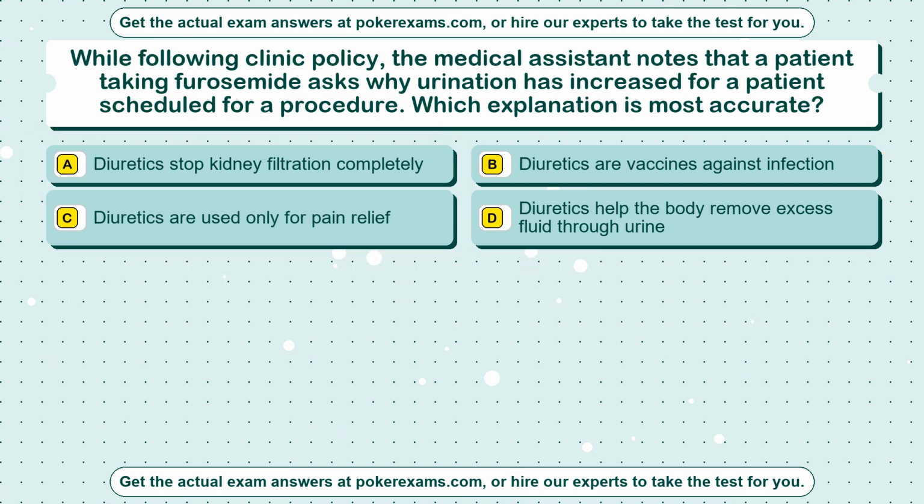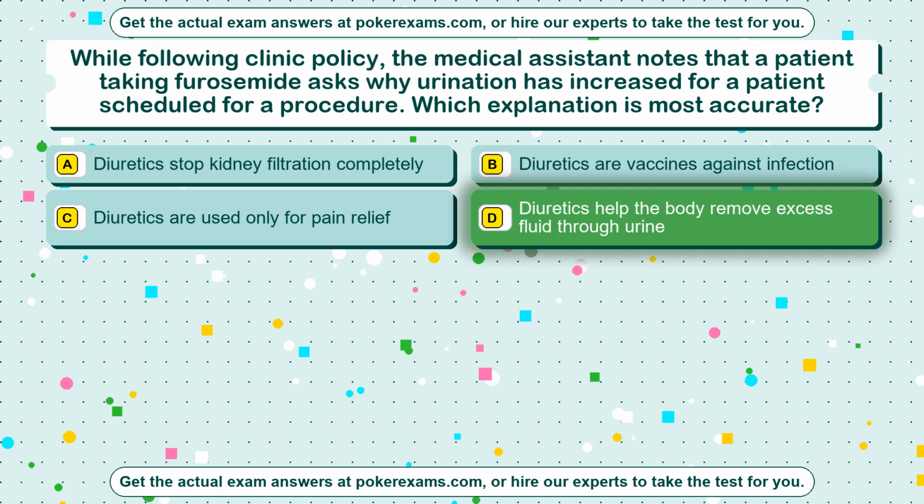Question 41. While following clinic policy, the medical assistant notes that a patient taking furosemide asks why urination has increased for a patient scheduled for a procedure. Which explanation is most accurate? Option A, diuretics stop kidney filtration completely. Option B, diuretics are vaccines against infection. Option C, diuretics are used only for pain relief. Option D, diuretics help the body remove excess fluid through urine.